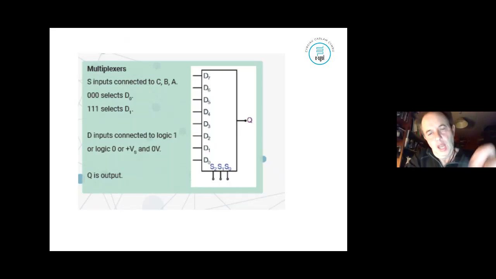Multiplexers are devices which will give you logic outputs without using gates.